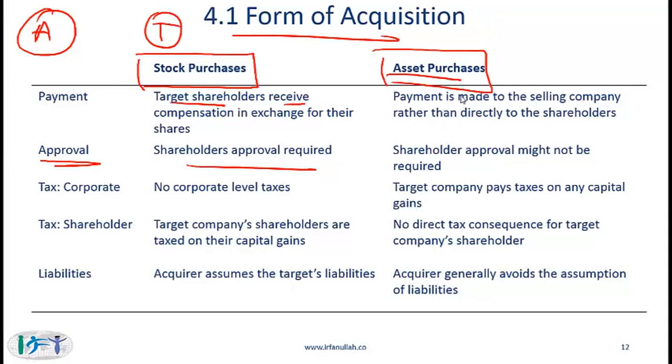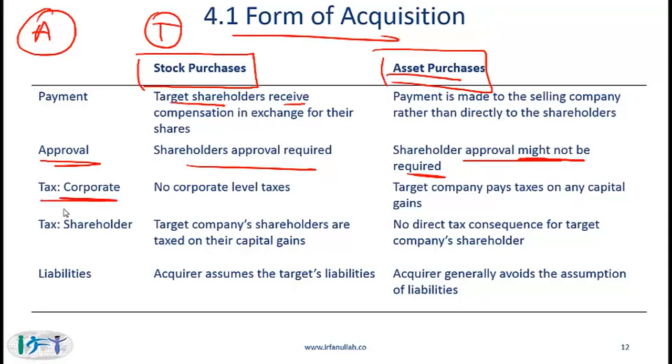With asset purchases, shareholder approval might not be required. Why do we say might not? If the acquirer is trying to acquire most of the assets, then there might be some rules in the company charter that says that, look, if an acquiring company is effectively trying to buy 90% of the assets, then some sort of shareholder approval is required. On the other hand, there might be situations where the shareholder approval is not required.